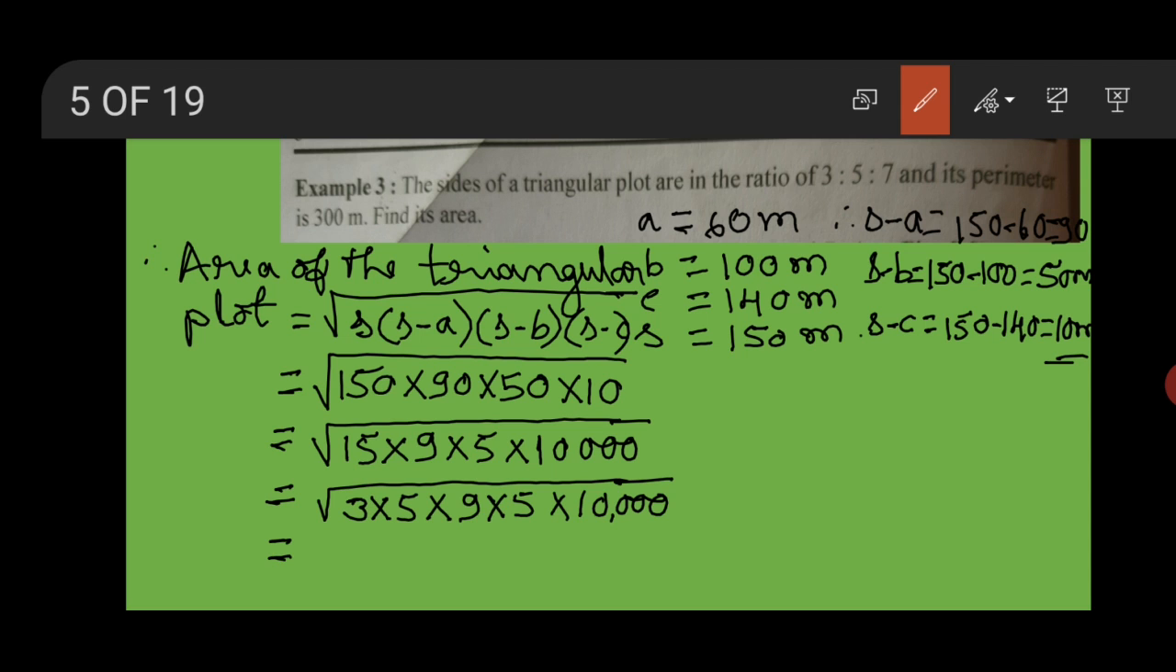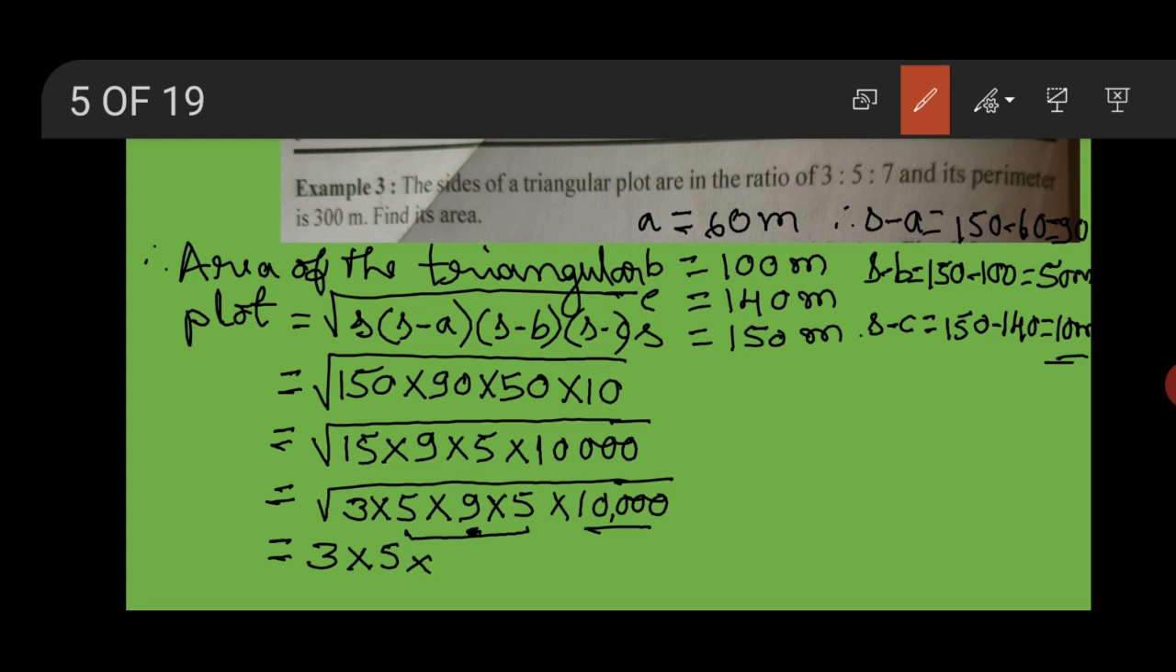Now which are the perfect square numbers? Yes, 5 into 5, it is a perfect square number. 9 is a perfect square number. Again 10,000 is also a perfect square number. So keep it outside the square root sign. So what happens? Square root of 9, I will write this one first. Square root of 9 is 3. Then square root of 5 into 5, 25, so square root is equal to 5.